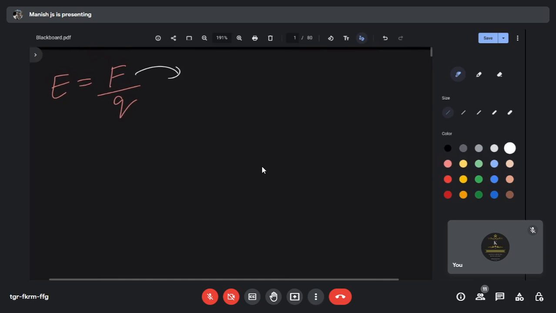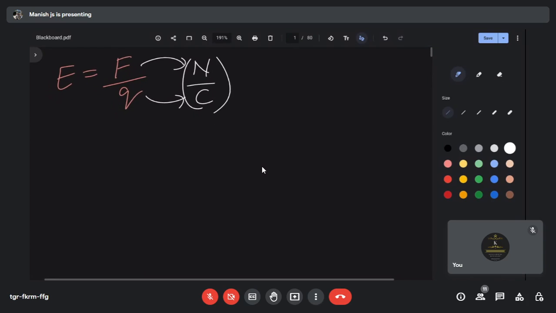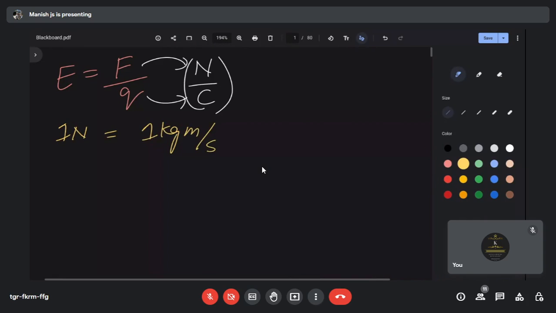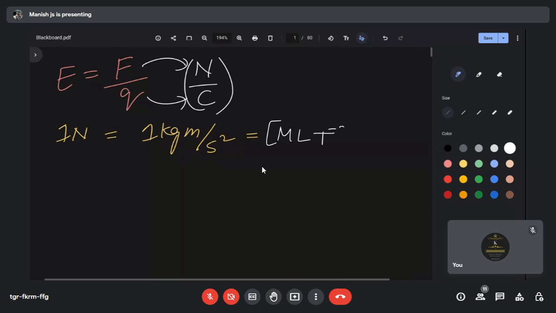So force is in newtons and Q is in coulombs. That is why we got newtons per coulomb. So now we represent newtons per coulomb in terms of dimensional formula. So 1 Newton is equal to 1 kilogram meters per second square, isn't it? So write down the dimensions first. Kilogram is mass, meters is length, second square. M L T power minus 2.